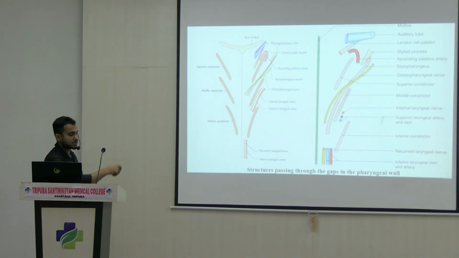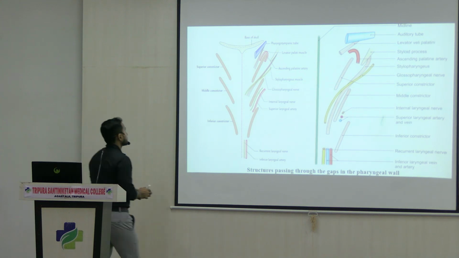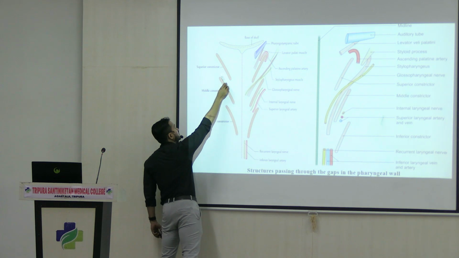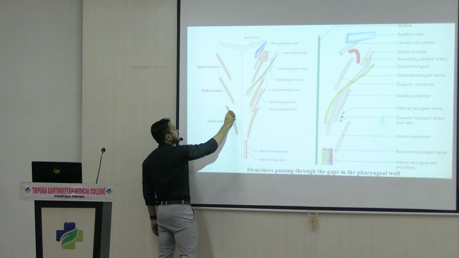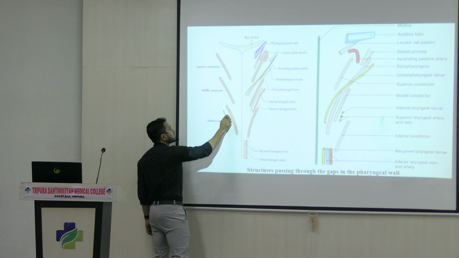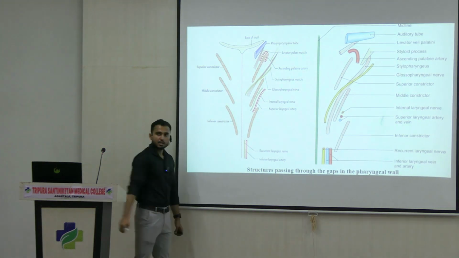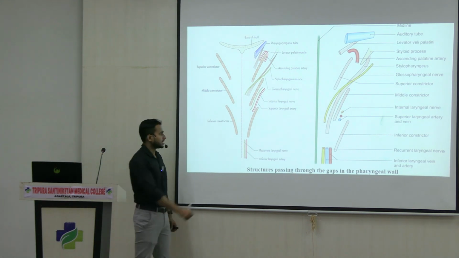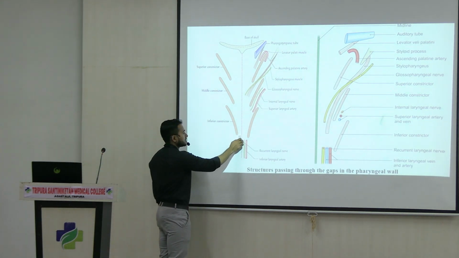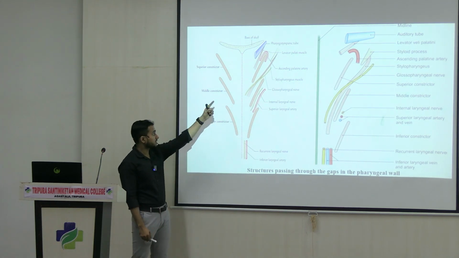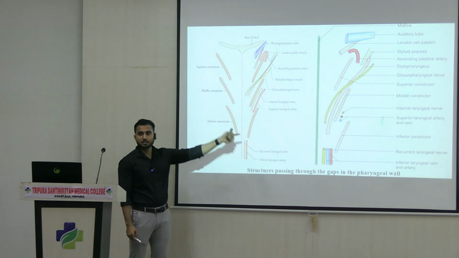This is the second space, in between the superior constrictor and the middle constrictor. This is the third space between the middle and inferior constrictor, and this is the fourth space. Okay, what will be below this? Esophagus will be there. So between the esophagus and the inferior constrictor, this is the last space. Okay, so through these spaces you can see so many structures are passing.